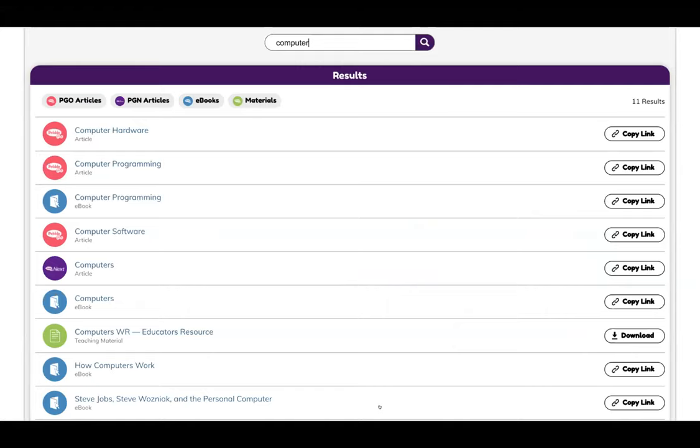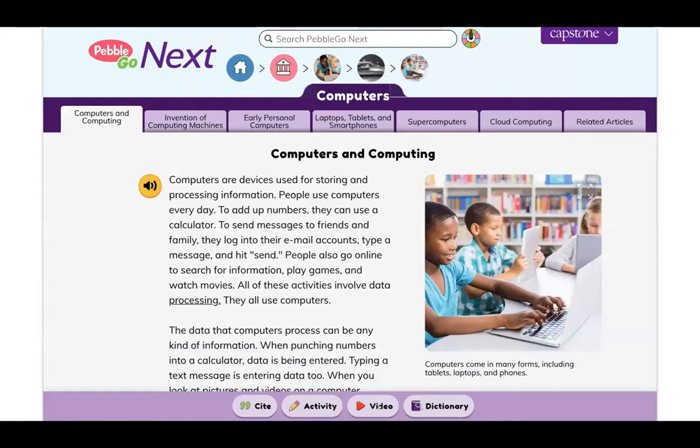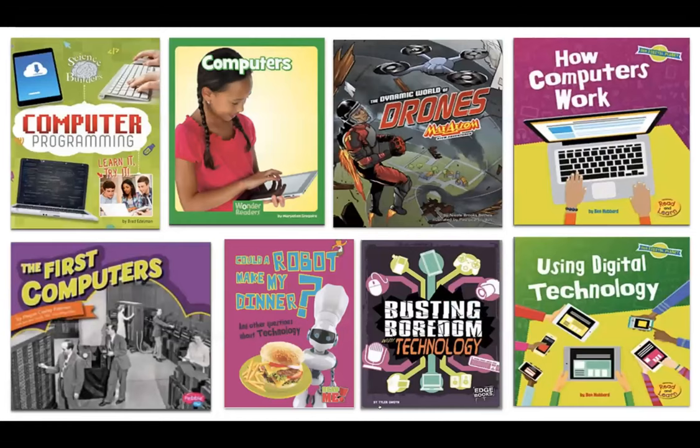So for this one, I put in computer, and I just wanted to know all of the eBooks and all of the Pebble Go and Pebble Go Next articles that were available. But also, the little green ones are educator resources that we can tie in to the articles that we find, but also to all of these eBooks.